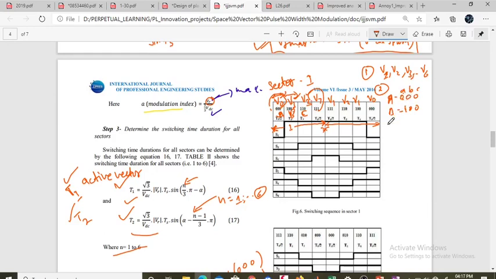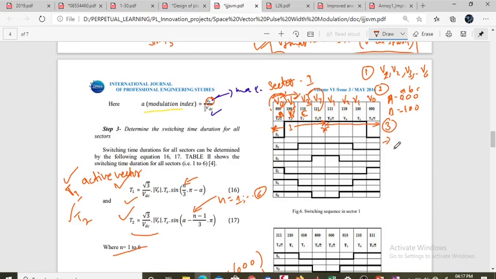Now the third point, which is related to the zero vector: either the zero state v0 or v7 must be applied at least once. There is no need to apply v7 again and again. This is your responsibility to choose. So I am showing you one or two switching sequences.